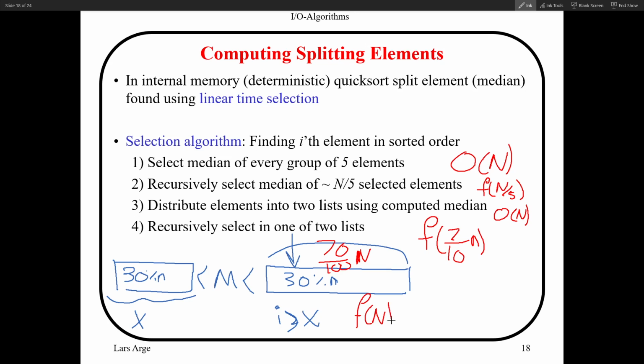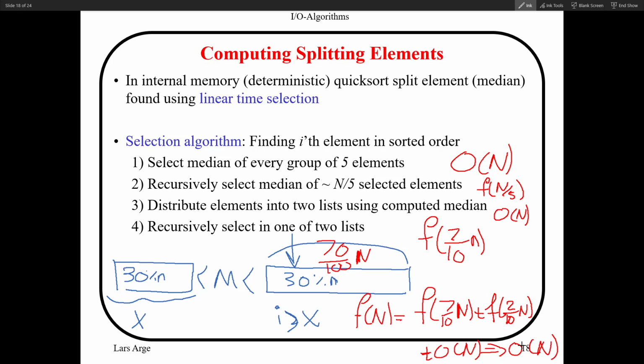Okay. And now the interesting thing is that when you add up this, it's going to be f of n equals f of 7/10 n plus f of n/5, I could write it 2/10 n plus O of n. This is a slightly complicated recursion, but basically speaking, 7/10 n, 70% plus 20% is like 90%. So therefore, I'm roughly recursing on 90% of the elements. So therefore, I have a geometric series. So therefore, this recursion solves to O of n.